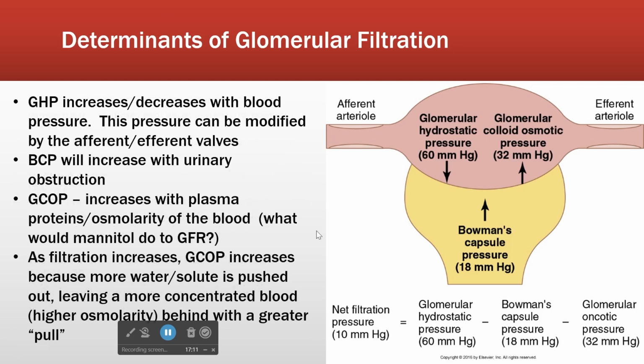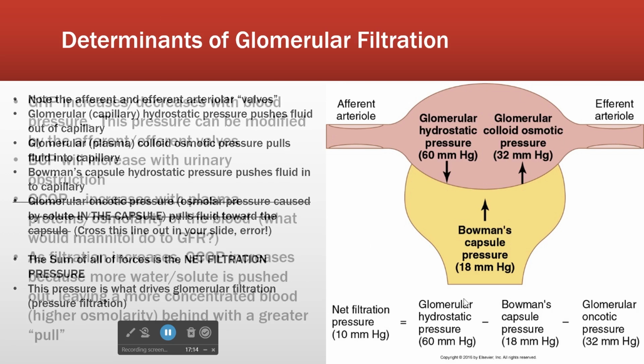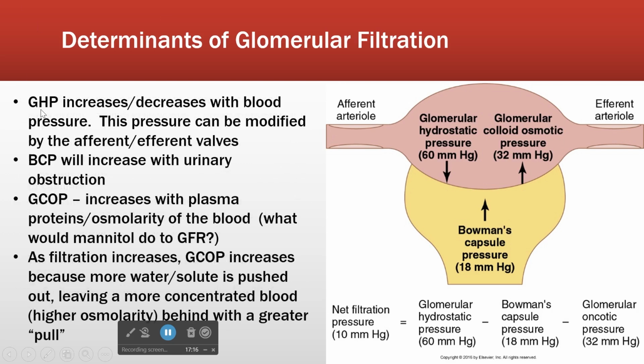Obviously these things change. These are our factors initially, but glomerular hydrostatic pressure is going to increase and decrease with blood pressure. We've been talking about how blood pressure changes all throughout the day, small changes. Well, when the blood pressure of the body changes, we're going to have either more or less pressure into the glomerulus, and that's going to affect this factor. The glomerular hydrostatic pressure is going to vary according to blood pressure.